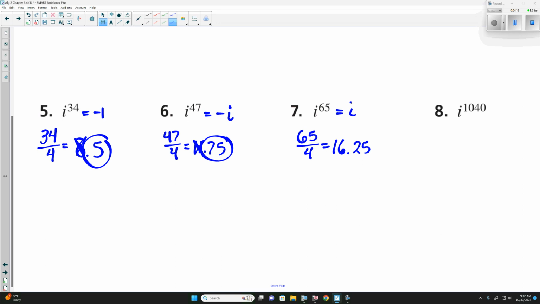And the last one, i to the 1040th. 1040 divided by 4 is 260. Because in the calculator, it'll give you a flat 260, which the decimal is understood to be 0.00. So it's 1. Questions on this here?